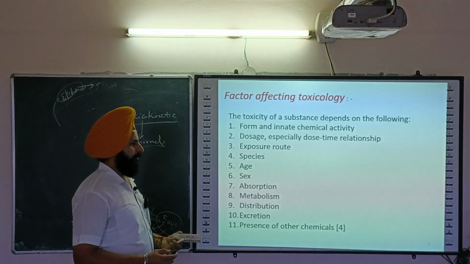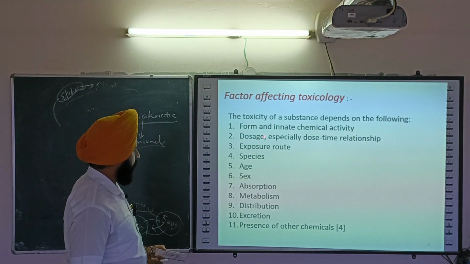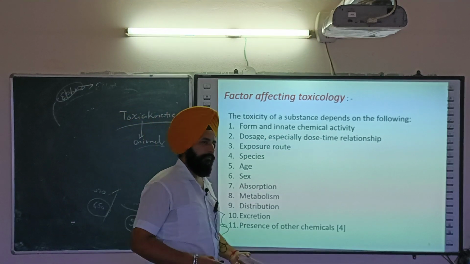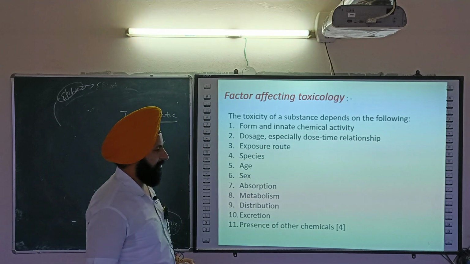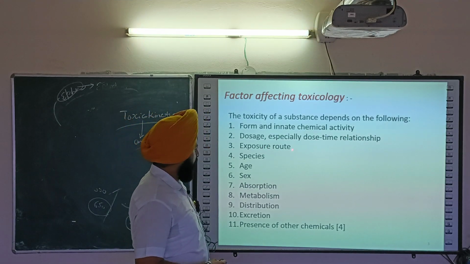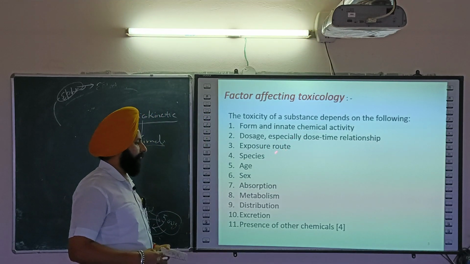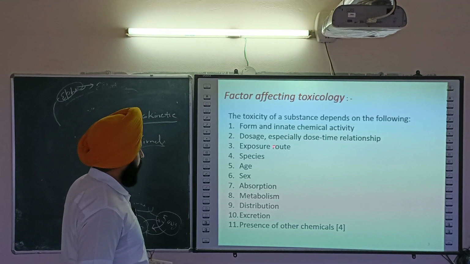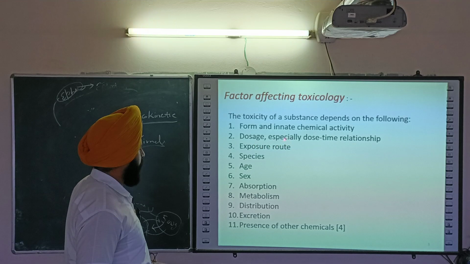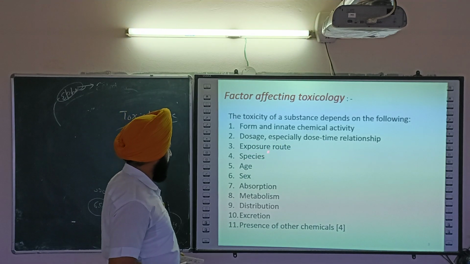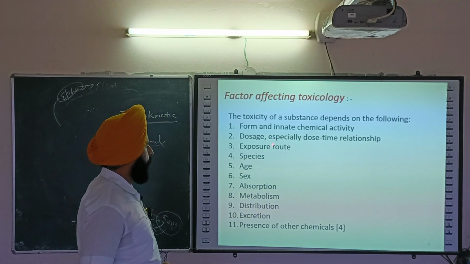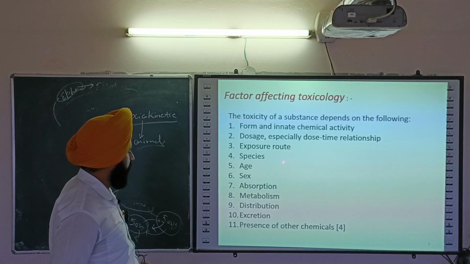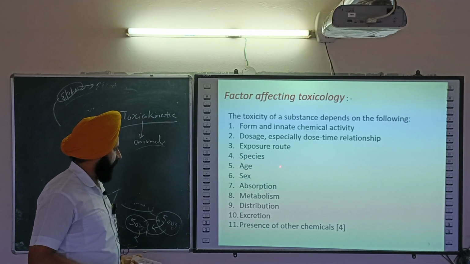That means new dosage form we are basically using. Third point is called exposure route, that is, what route you are selecting, because one substance can be safe by one route and the same can be toxic by another route. So that's why route is a very important factor to be considered whenever you want to see the toxic effect of the drug.